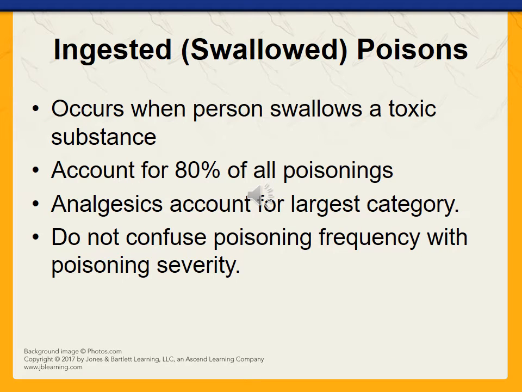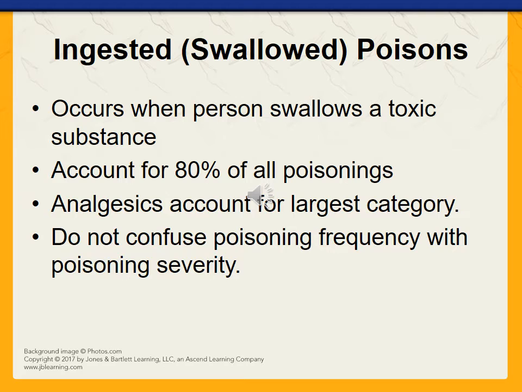So the first one we'll talk about is an ingested poison, anything that's swallowed or eaten. It occurs when a person swallows a toxic substance. And again, swallowing, you could take a big old gulp of antifreeze, that's a poison. It accounts for over 80% of all poisonings; they are usually ingested or swallowed. Analgesics account for the largest category, meaning aspirin, anything that alleviates any pain. You could take too much of it. You could take combinations that cause any type of poisoning.